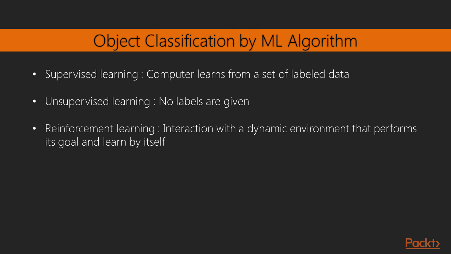Depending on how ML algorithms learn from the data or samples, we can divide them into three categories, which are supervised learning: the computer learns from a set of labeled data. The goal is to learn the parameters of the model and rules that allow computers to map the relation between data and output label results. Unsupervised learning: no labels are given, and the computer tries to discover the structure of the input data. Reinforcement learning: the computer interacts with a dynamic environment that performs its goals and learns from its mistakes.